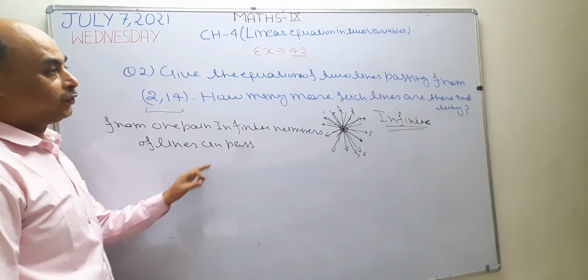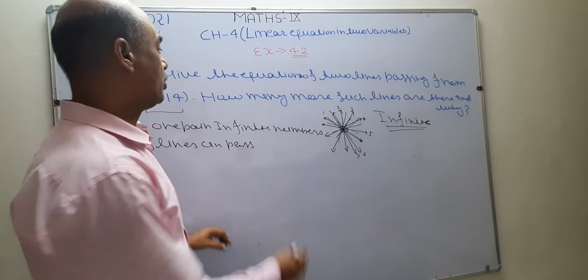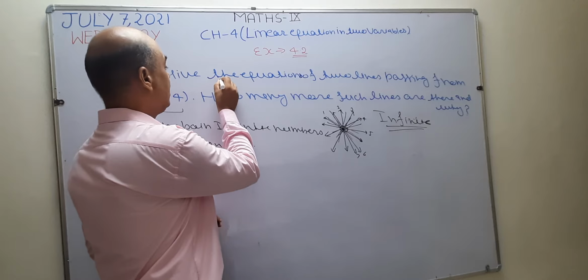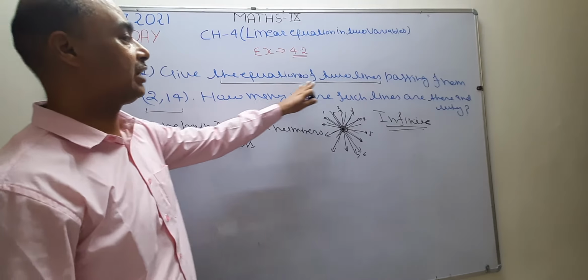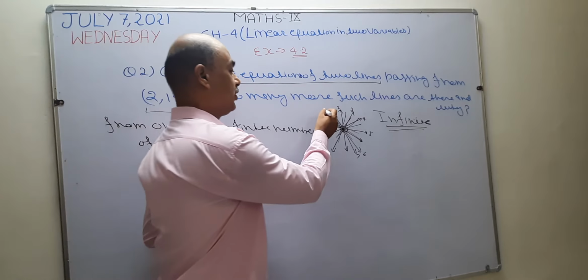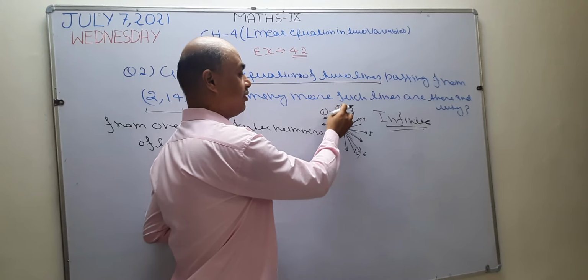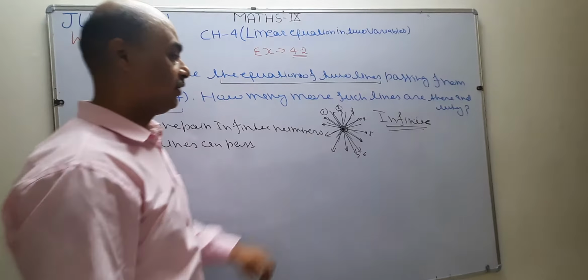Okay, from infinite number of lines I am going to write the equation of only two lines. Suppose this is first line, this is second line. I am going to write the equation of these two lines. Okay, now see what is the method.